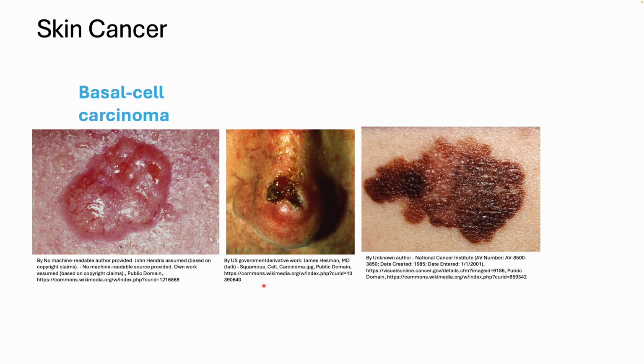Most often it is going to occur in sun-exposed areas of the face and appear as shiny dome-shaped nodules that develop a central ulcer. Surgical excision will cure 99% of these. Squamous cell carcinoma then is the second most common. They arise from keratinocytes of the stratum spinosum.